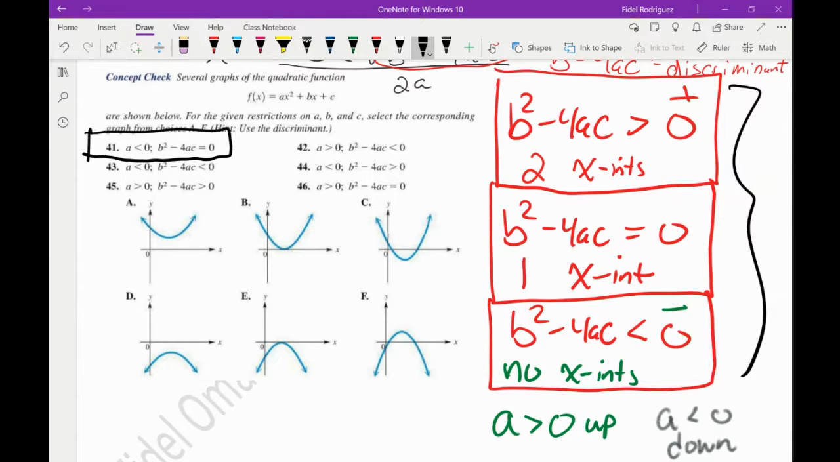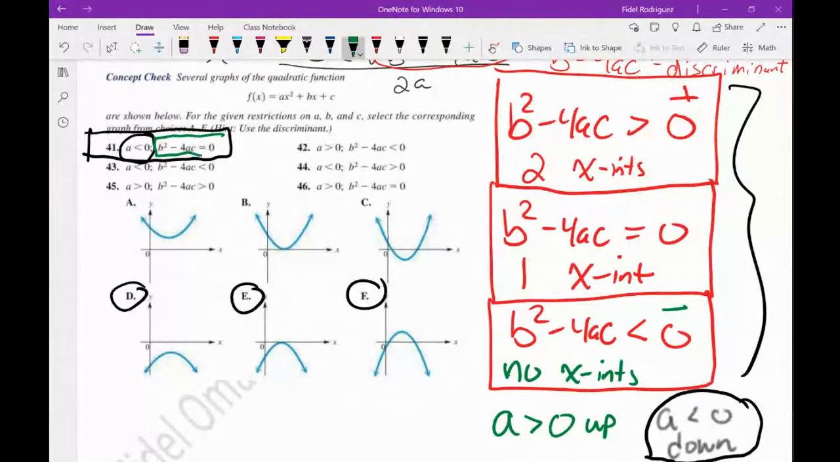Let me take a look at 41, and I'm going to do this in pieces. The first thing I look at in 41 is that A is less than 0. If A is less than 0, remember what that means. It means that my graph is going to open down. So out of the graphs A, B, C, D, E, and F, these are the ones that open down. So my answer for 41 is going to have to be either D, E, or F.